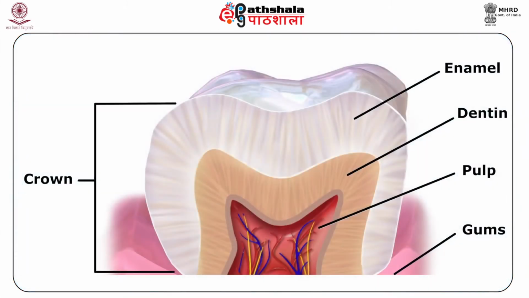A tooth is made up of three layers: the pulp, dentine and enamel. Enamel is the outermost layer of the crown, which provides a hard and non-porous cap over the dentine, and it is made up of hydroxyapatite.